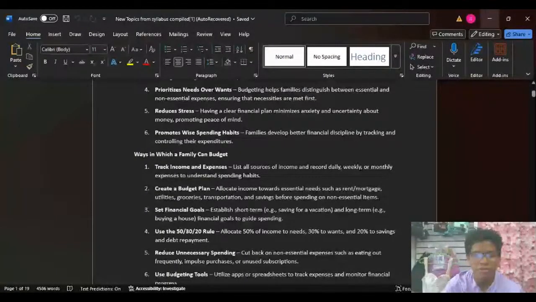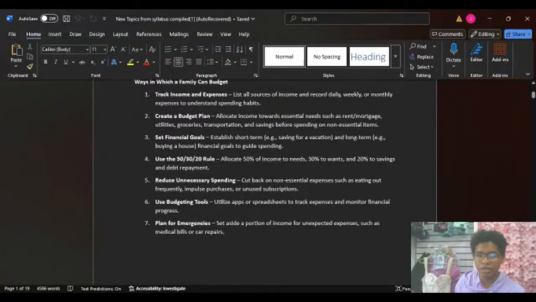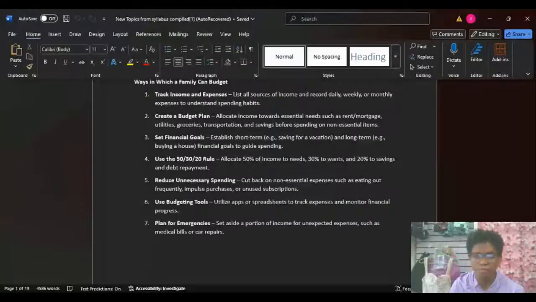So, anyways, let's actually look into this. Ways in which a family can budget: create a spending plan for the week, set financial goals, and set up a savings account. There is an account wherein you put money and you can only take it out at the end of a month, a year, or something like that. That's one way of setting financial goals, and one way of achieving those goals.